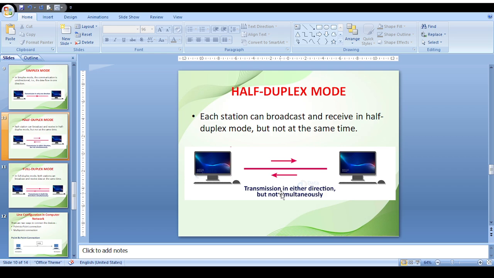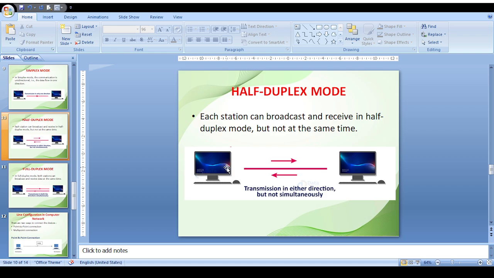Next, half duplex. Half duplex mode is where data can flow in both directions, but only one direction at a time. For example, the sender sends the data, the receiver receives the data, and after receiving the data, the receiver sends the acknowledgement to the sender.